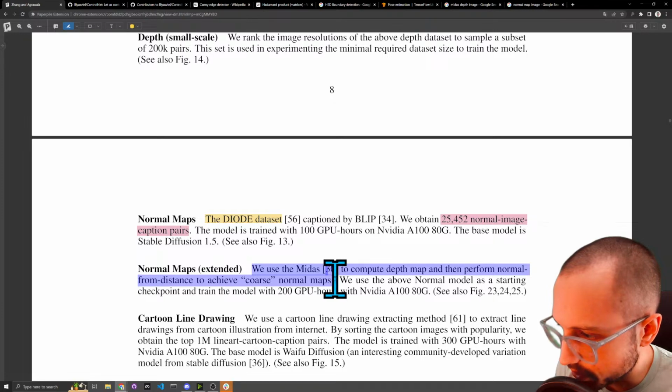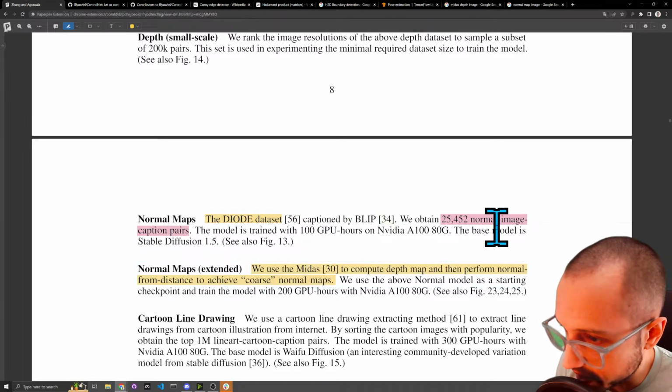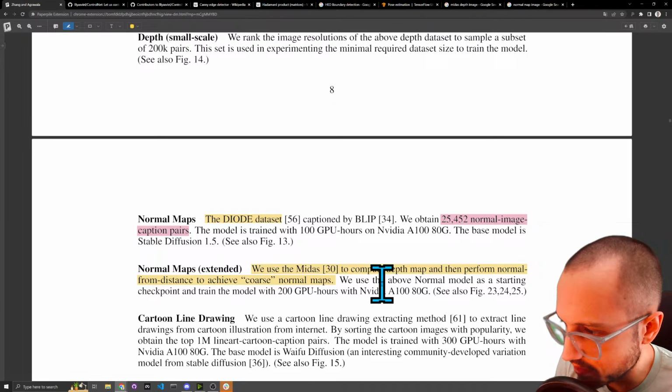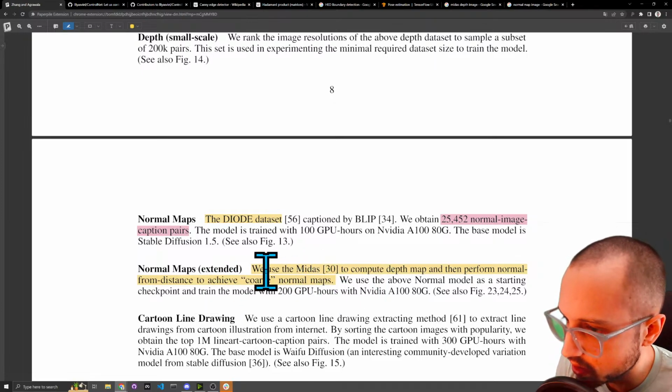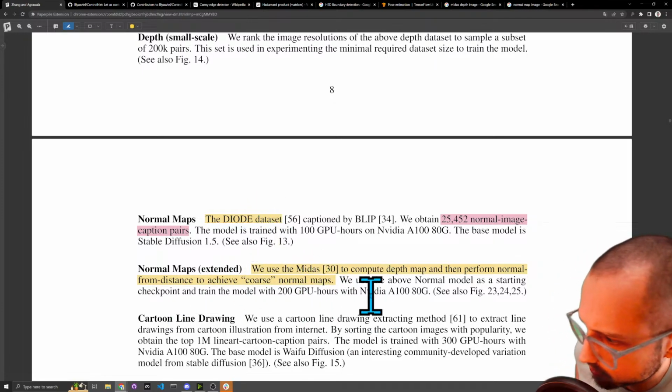Okay, so actually they do both. They have an explicit normal map data set, and then they have a normal map data set where they are approximating the normals.